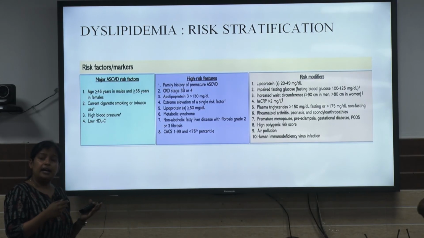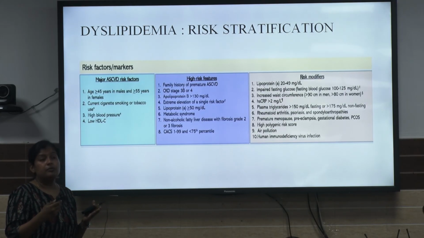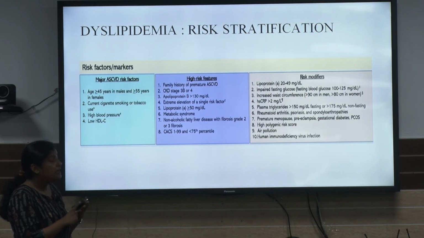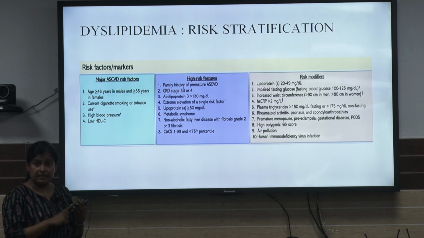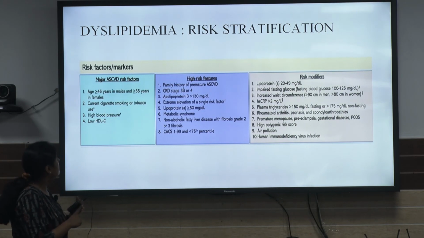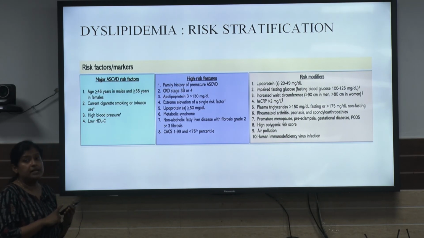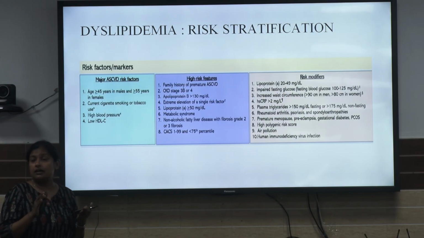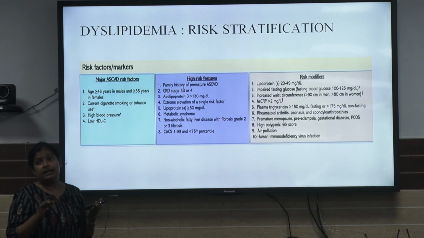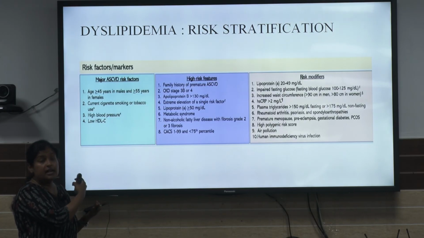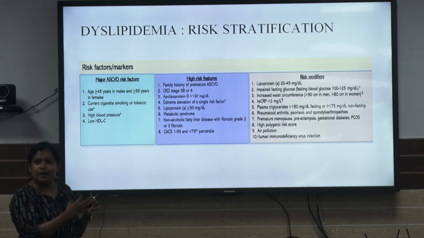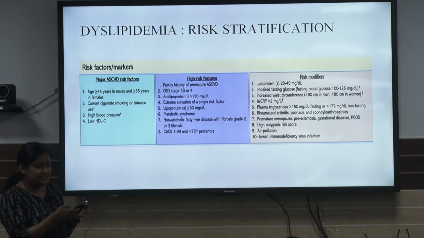For that, a man more than age of 45 years, a woman more than age of 55 years, that is a major ACVD risk factor. Somebody who is smoking or tobacco chewing, that is a major risk factor. Then high blood pressure and somebody with a low HDL level. The HDL level less than 40 in man and less than 50 in female is said to be abnormal. So any of these along with any high risk features, I am not going to read down because it will take a lot of time and it will become monotonous.